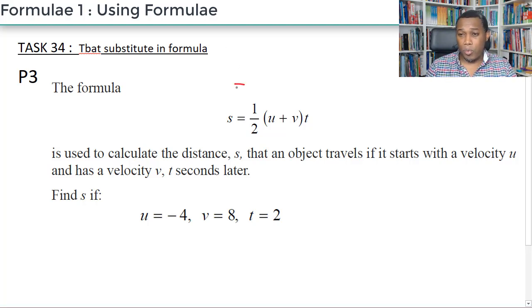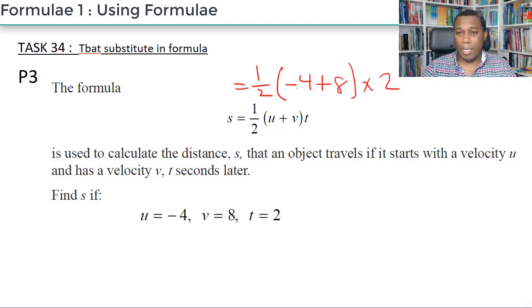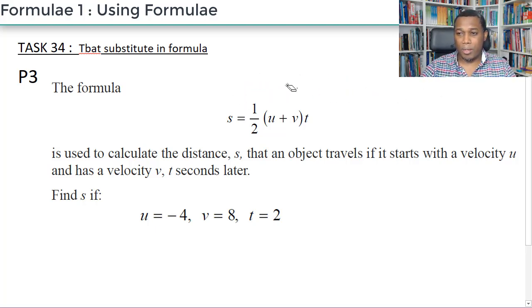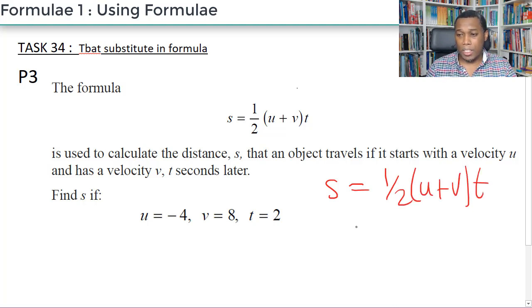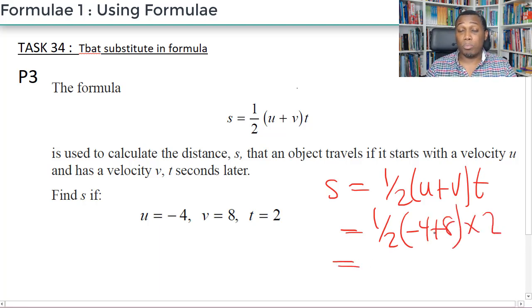What do we have here? We want a half multiplied by -4 plus 8, and then multiply by 2. That's what the formula is asking us to do. I probably put the -4 where the picture is, so I'm going to rub it off and write it at the bottom. What should we have written? S is equal to half u plus v multiplied by t, which is equal to half -4 plus 8 multiplied by 2.